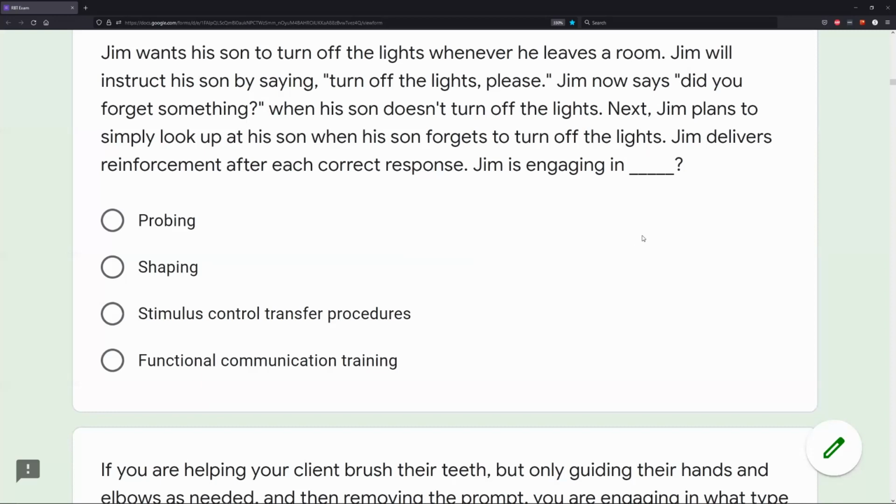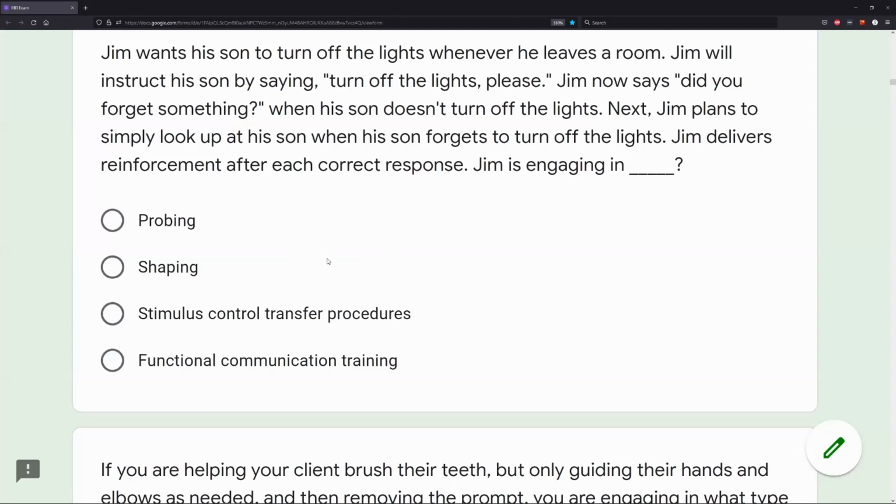When we fade prompts, that's what we're doing, okay? When we fade or when we transfer control over the behavior from the prompt to the actual SD, we have done a stimulus control transfer procedure, okay? Don't overthink it. Don't overcomplicate it. It's not probing. We talked about probing earlier. Probing is simply saying, can I or can I not do something? Jim is capable of turning off the lights, okay? He just doesn't. He needs some behavior change.